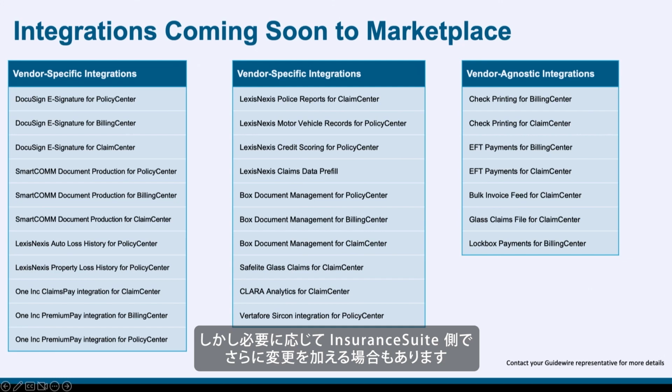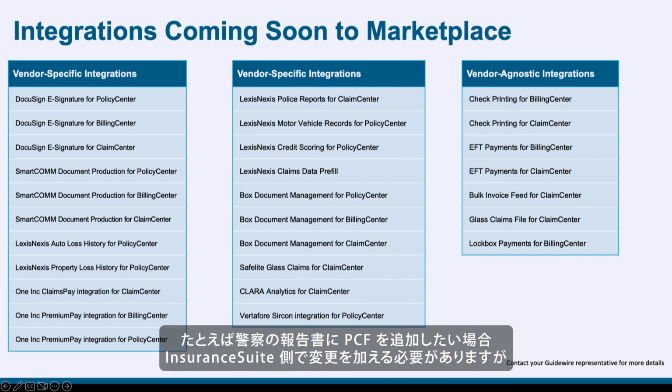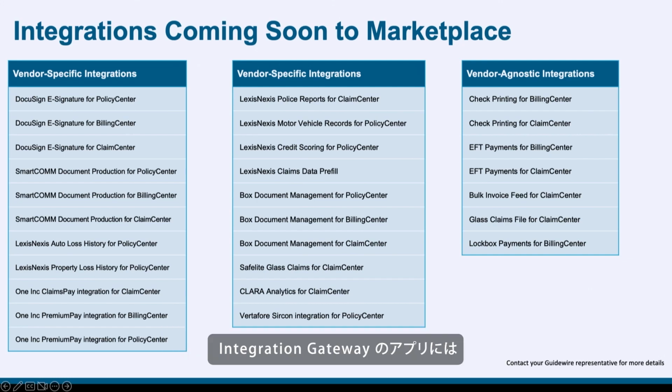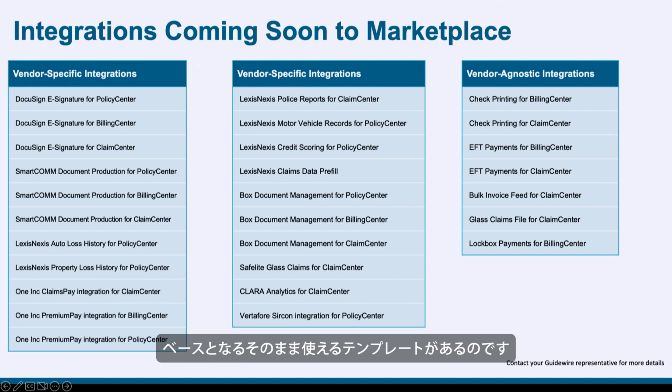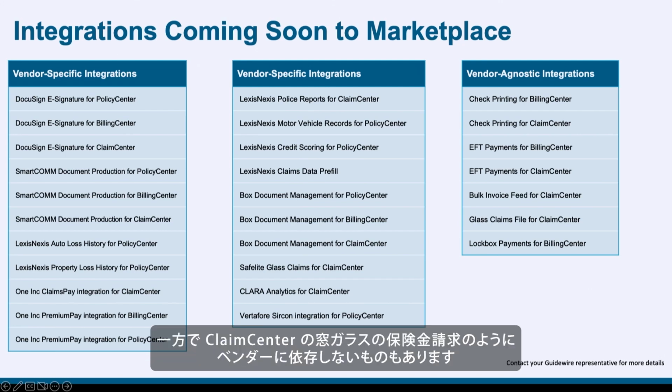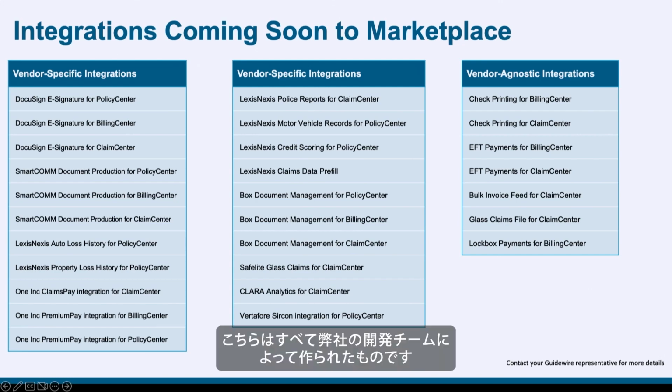If you have a police report and you wanted to add a PCF, you still have to make some changes on the insurance suite, but for the actual integration gateway app itself, you have a ready-made template. As an example, glass claims for Claim Center is in the vendor agnostic category as well. These are all built by our delivery teams, by the way. They already built it for LexisNexis.